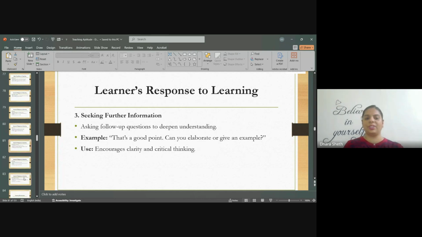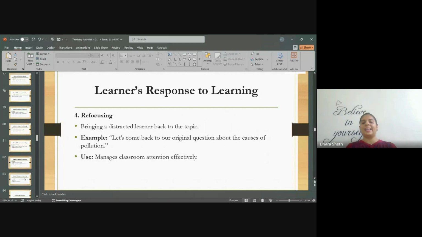Seeking further information. Asking follow-up questions to deepen understanding. Like, okay, yeah, you say the definition. So can you give an example or can you explain more about it? Seeking further information encourages clarity and critical thinking. And you also get to know if the student has understood the point correctly or not. That's clarity.